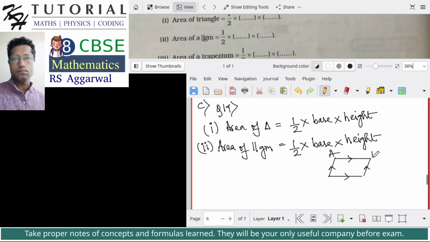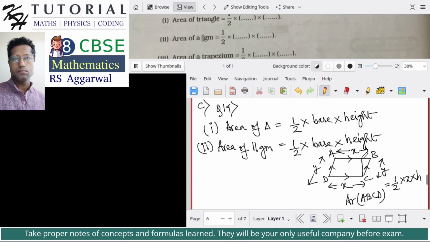Let's say ABCD is the parallelogram. Let's say this side is X, so this will be also X, and let's say this side be Y. Y means the length of these sides be Y. So the area of ABCD, that is a parallelogram ABCD, will be half multiplied by X multiplied by H, where what is H? H is the distance between the parallel sides AB and DC. If you consider AB or DC as the base, then the height will be the distance, perpendicular distance between them.